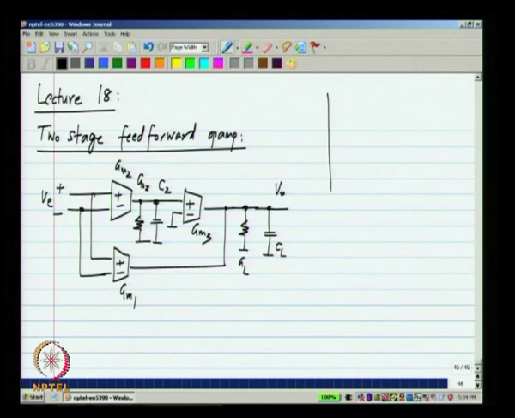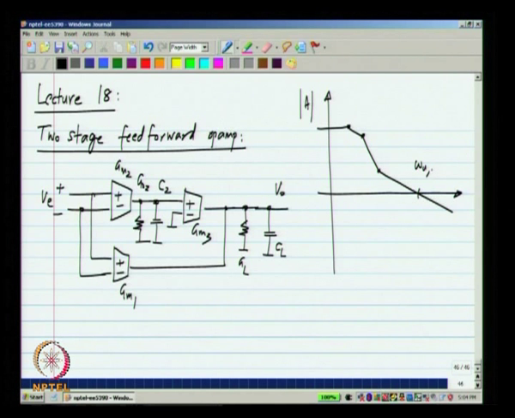We know that the Bode plot of A or V naught by VE is of this type. There are 2 poles and a 0 before the unity gain frequency, and the unity gain frequency itself equals GM1 by CL, because in this region of frequencies only this path is active and we have GM1 divided by SCL to be the approximate transfer function.